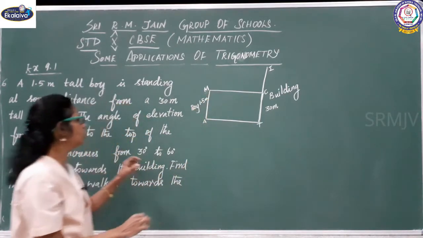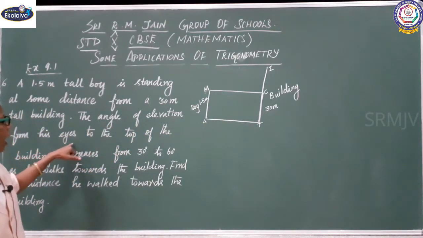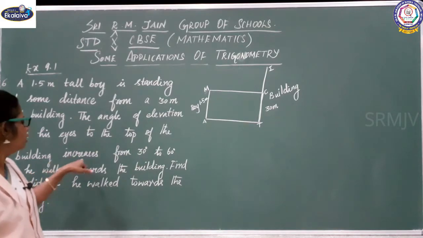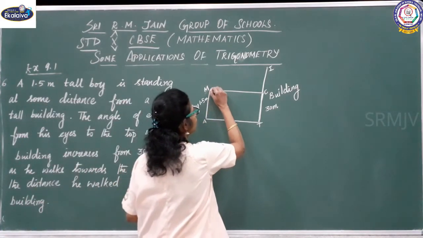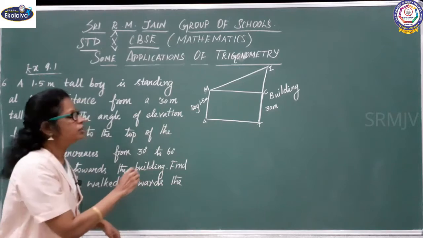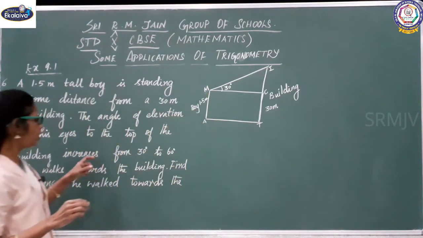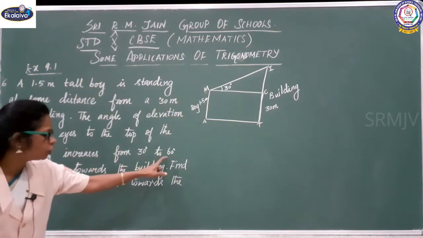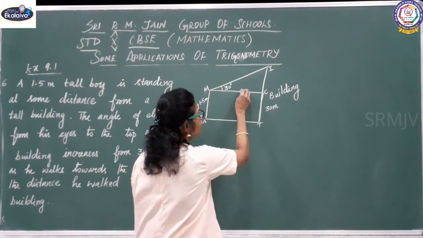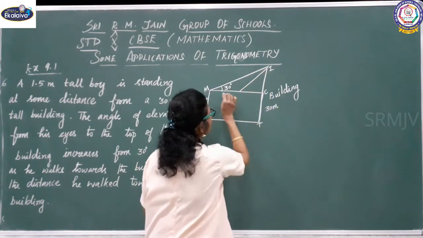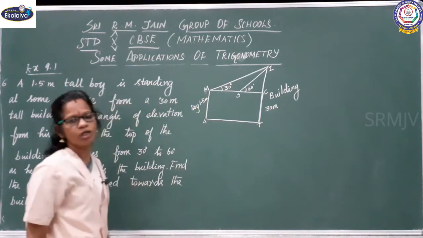Now he is going to see the angle of elevation from his eyes to the top of the building increases from 30 degree to 60 degree. First, when he sees the top of the building, it is 30 degree angle of elevation, then it increases from 30 degree to 60 degree. He walks towards the building. That means that point is 30 degree to 60 degree.